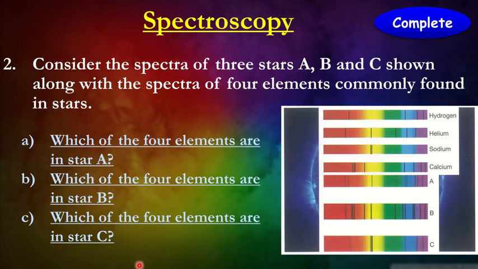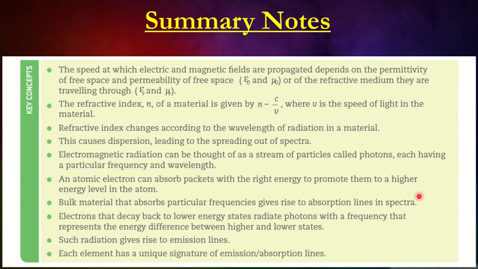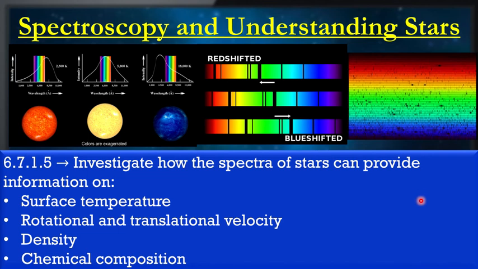Question 2, we're looking at the spectra of hydrogen, helium, sodium, calcium with star A, B, and C. And then we look at question 3, which of the elements shown are contained in the unknown substance? So another thing to look at here. Okay, so that's pretty much it of how we can use spectra to identify elements. Let's look at other information it can tell us.